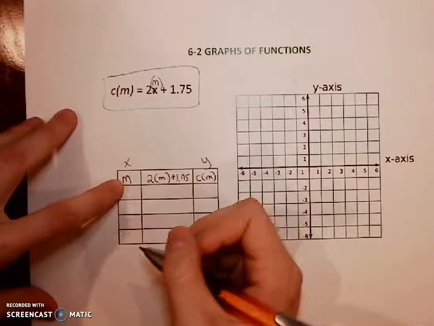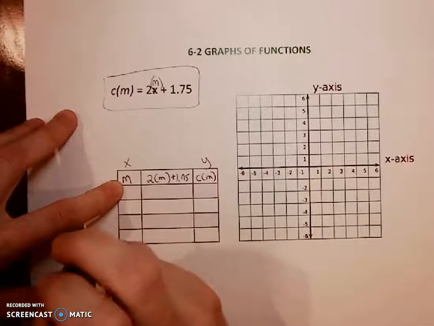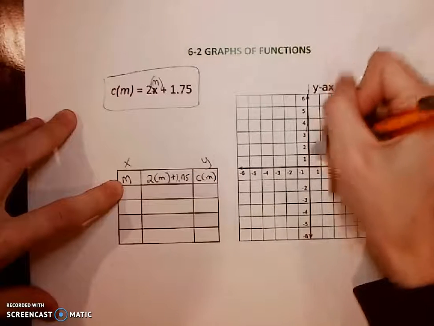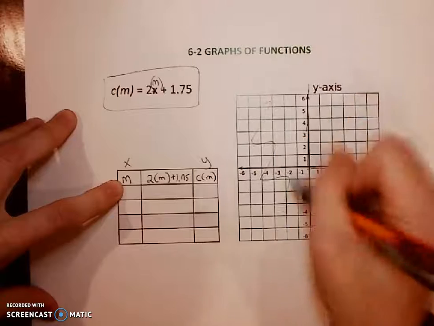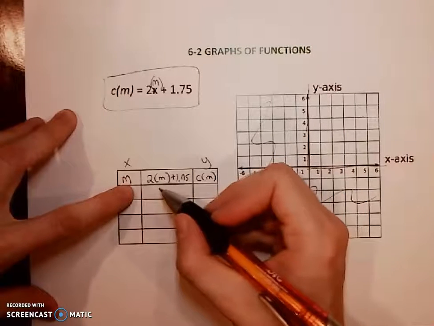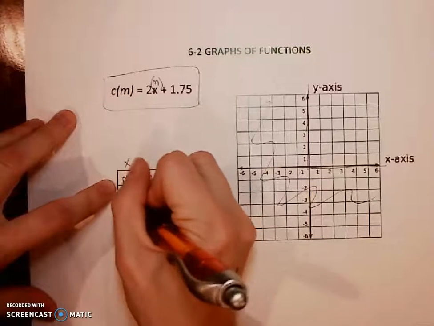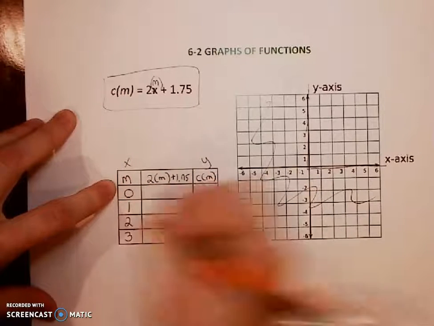So obviously we cannot go negative miles. Guys, think about it. Your x values here cannot be negative, right? We're only going to be in quadrant 1. Okay, we're not even going to look at these quadrants. Just quadrant 1 because I cannot have negative mileage. That makes no sense. So I could go what? 0 miles. I can go 1 mile, 2 miles, 3 miles, etc.